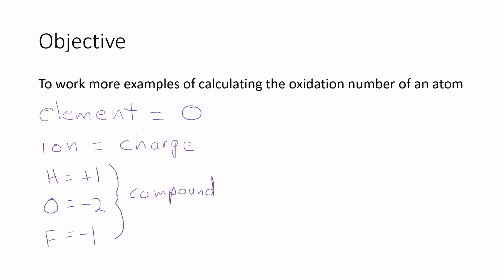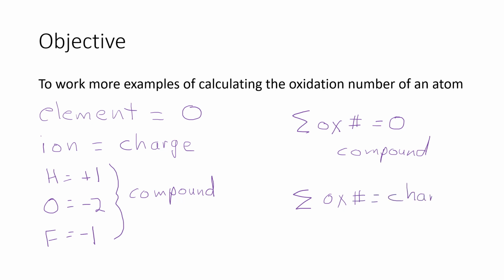For all of the other elements that we don't have an explicit rule for, we're going to use the idea that if we add up the oxidation numbers for every atom in the compound, it should equal 0. So that's for a compound. And if instead of a compound, we're working with a polyatomic ion, when we add up the oxidation numbers for every atom in that polyatomic ion, it should be equal to the charge. So that's for a polyatomic ion.